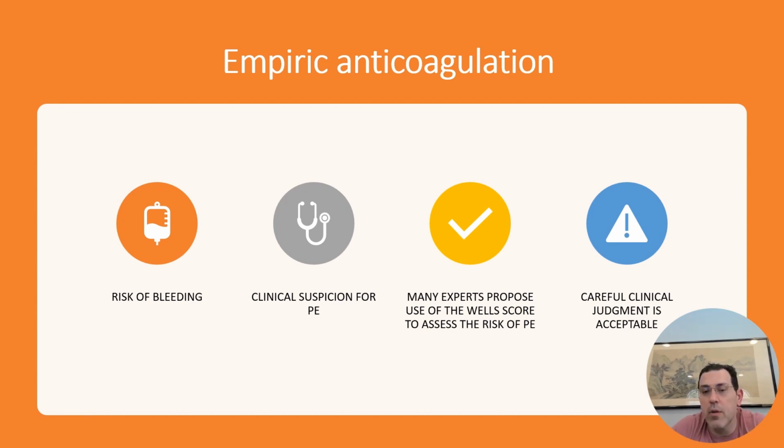Then we're going to have our clinical suspicion for PE, whether we're using fancy echocardiography diagnosis or your clinical judgment, which is, per the research, 85% sensitive. And then most experts will propose the use of a Wells score to risk stratify pulmonary embolism. We'll talk about the Wells score. It's a pretty simple and validated tool to use, and that could help you clinically determine how quickly you need to start anticoagulation. And I just put this in here again that clinical judgment is acceptable for all this.